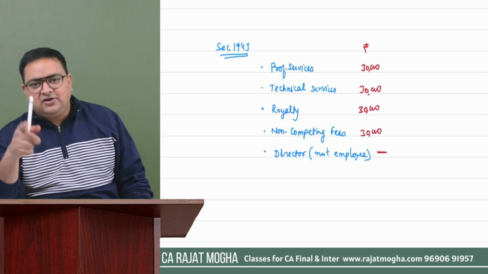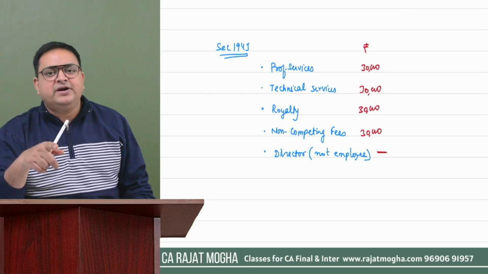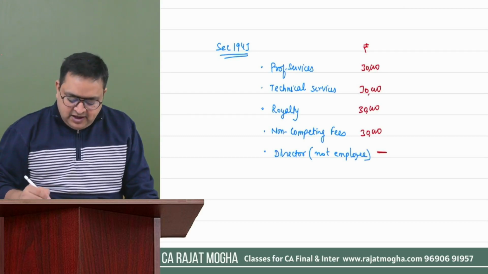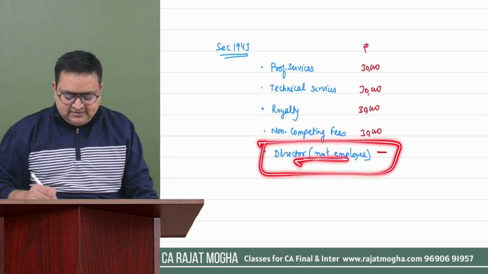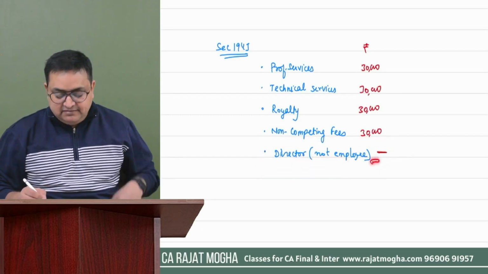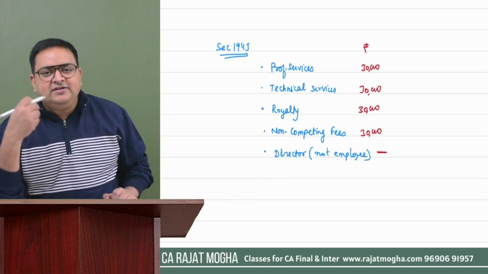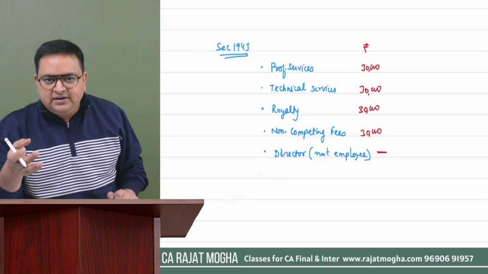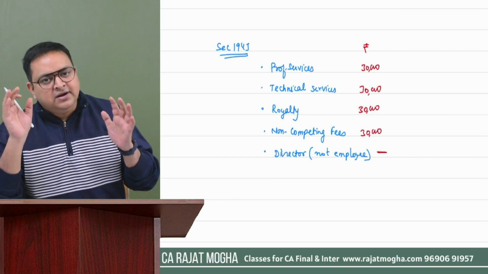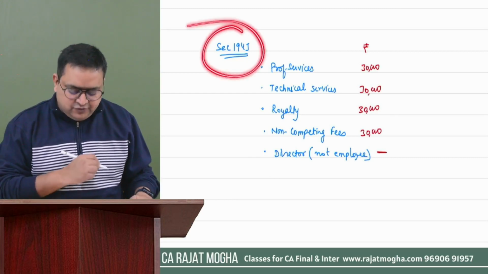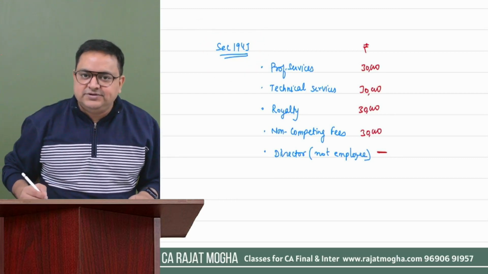Even if you are paying 1,000 to a director, then you have to deduct TDS. So this 30,000 limit will not apply in the case of directors, right? Please remember this. This is something very, very important. So if you are paying meeting fees or sitting fees to any of your directors, let's say 1,000, 2,000, 3,000, deduct TDS under section 194J. Deduct TDS under section 194J, right?